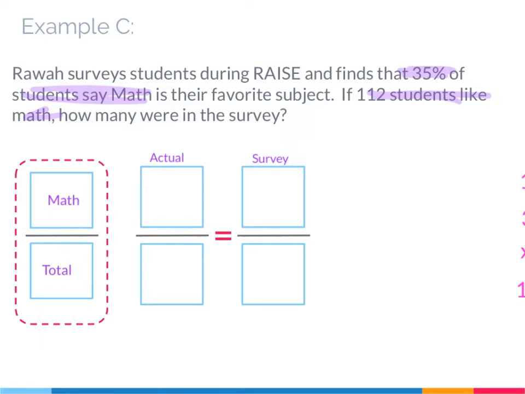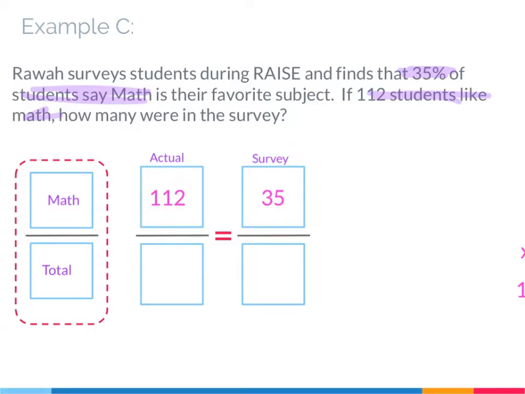We know that 35% of students say math. So 35% is part of our survey. Now, how many actual students is that? In this case, it says 112 students. So 112 students is the actual number of students that like math according to this survey.